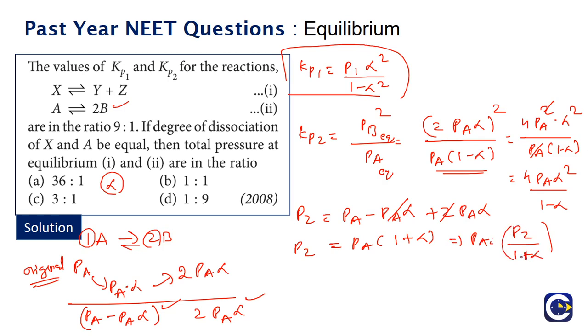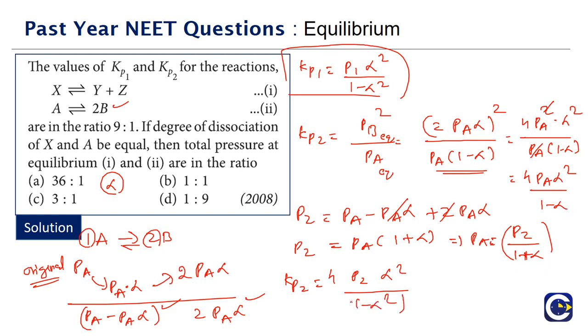Same, we can substitute this. Pa value is equal to P2 by 1 plus alpha. We will substitute this in the Kp formula. So what are we going to get? Kp2 is equal to 4 times, in place of Pa, what will we substitute? P2 by 1 plus alpha, and in the denominator, already there is 1 minus alpha, now we will get 1 plus alpha.